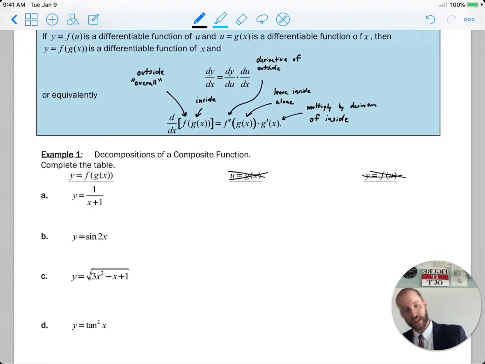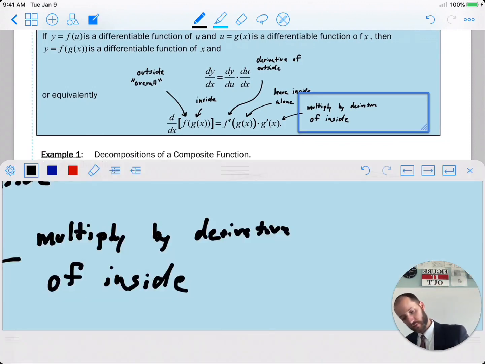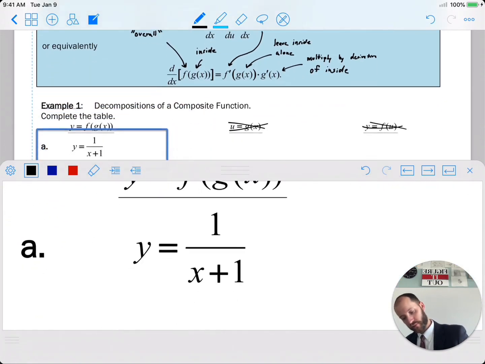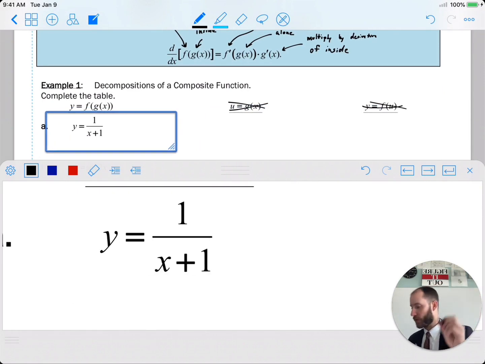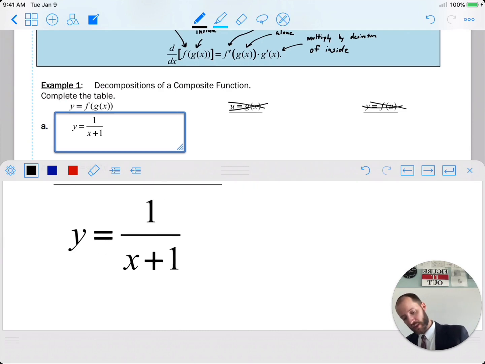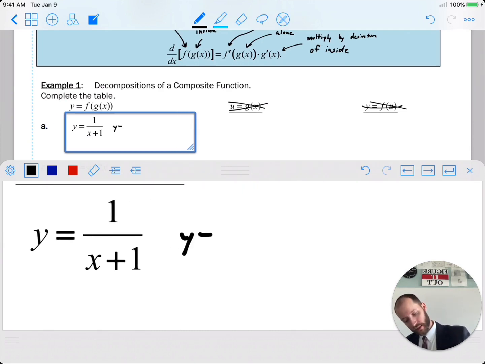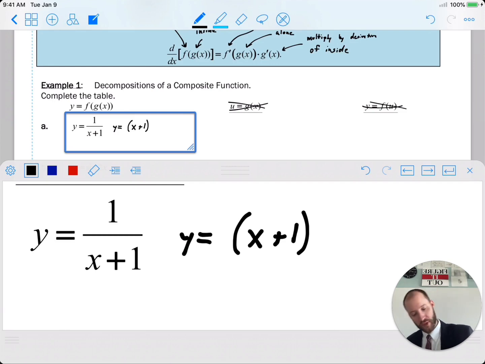We're going to do a couple examples to kind of see how this works. So this 1 over x plus 1, it kind of helps sometimes to do a rewrite. That x plus 1 at the bottom, move it all up to the top, give it a negative exponent. So x plus 1 in the top, it was to the first, so in the top is to the negative first. So then identify the outside and the inside.